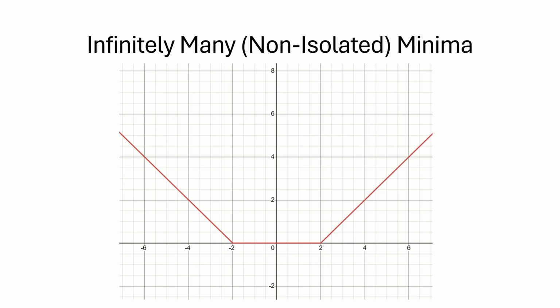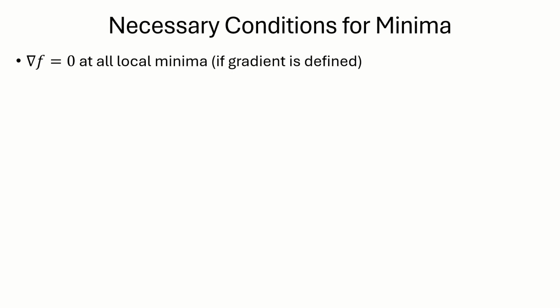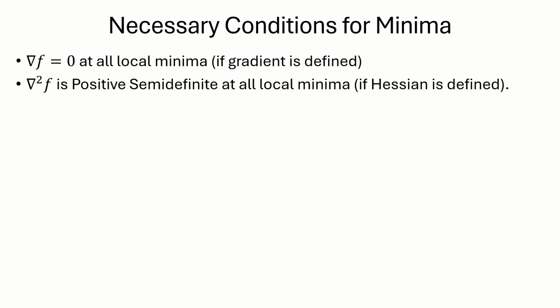As you might remember from Calc 3, a local minimum requires that the gradient of your function be 0 if the gradient is defined. This is known as a necessary condition for local minima. But one thing that's usually not covered in Calc 3 is that at a local minimum, it must be that the Hessian matrix is positive semi-definite. If you remember what this means, you can skip the following explanation.